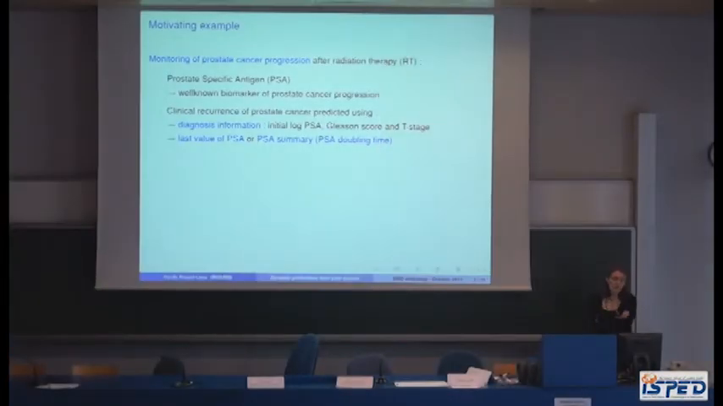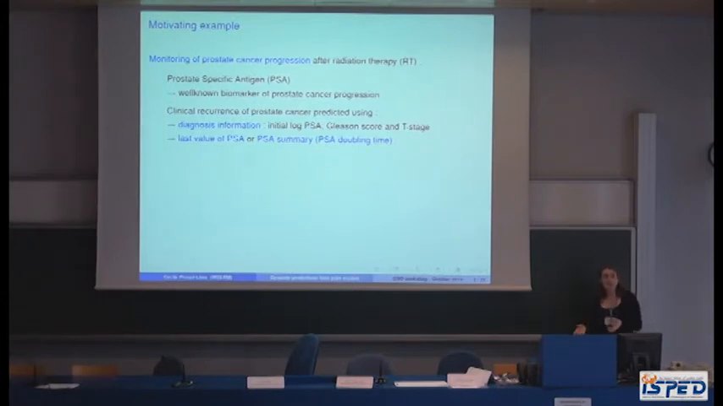These developments were motivated mostly by the monitoring of prostate cancer progression after radiation therapy. Indeed, in this kind of cancer, we have a very well-known biomarker of progression, which is the prostate-specific antigen, PSA. And when we want to predict the clinical recurrence of prostate cancer, we can use the information we have at diagnosis, that is the initial log PSA measured at the diagnosis, or some scores, such as the Gleason score, aggressiveness score, and the T-stage, the size of the tumor.